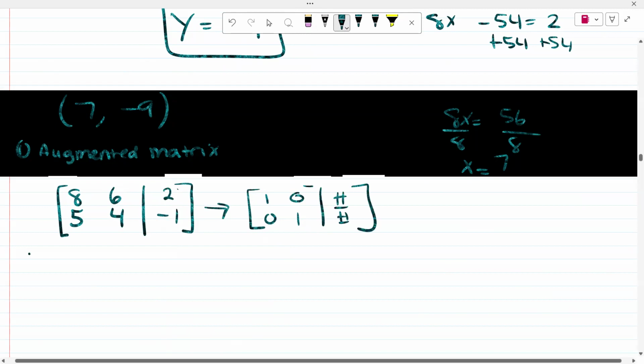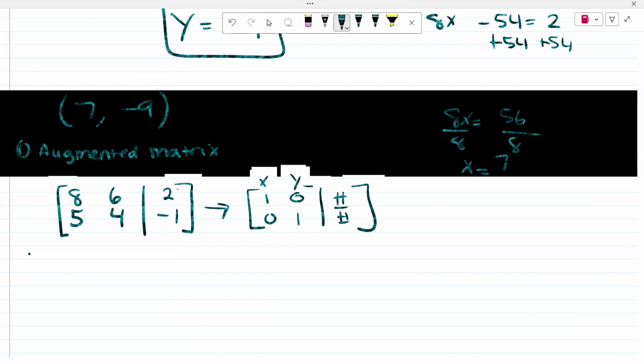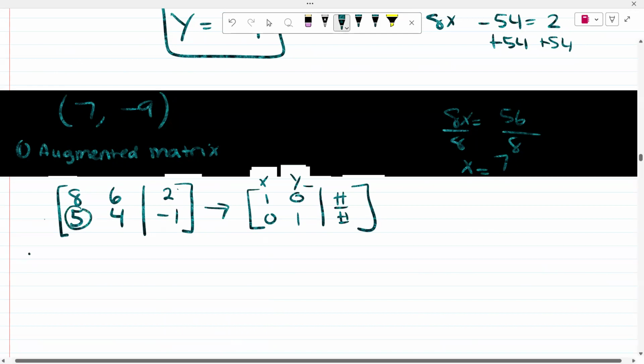Okay. So you want your pivots to be all ones, and then everything below and above to be 0. And then this is x, this is your y column. Okay, so let's start with column 1. I'm not going to make this 8 into a 1 because at the very end, I can multiply it by a scalar to make that 8 into a 1, right? Instead, what I'm going to do is make this 5 into a 0.